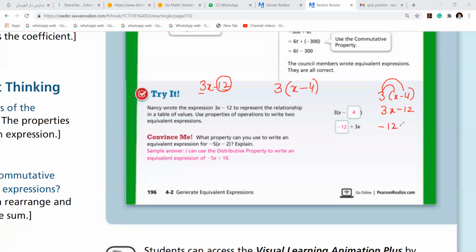You can even write minus 12 plus 3x. It's the same. 4 plus x or x plus 4. They are two different expressions, but they are the same, like 2 plus 3 equals 3 plus 2. Same way, 3x minus 12 or minus 12 plus 3x, both are the same. So for try it, please write this in the bracket so that you remember how I got this. Finished? Yeah.